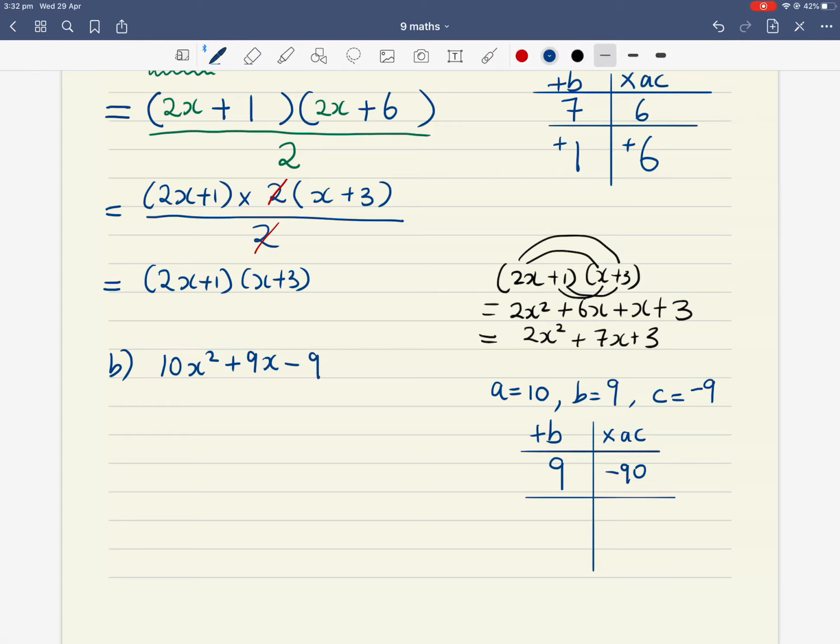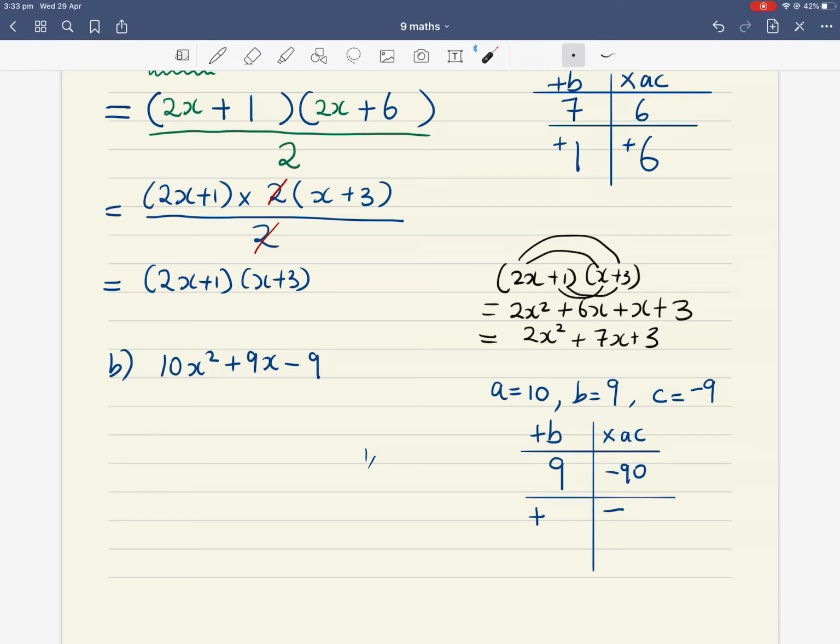You might need to use a calculator for this one because they're pretty big numbers. And you know for sure that one of the numbers has to be positive and one of the numbers has to be negative. Because to multiply to become a negative, one has to be positive, one has to be negative. If they're both positive, they will not multiply to be negative. And if they're both negative, they won't multiply to be a negative either. So you know that one's positive, one's negative. So you might need to use a calculator and go through, well, what are the factors of 90?